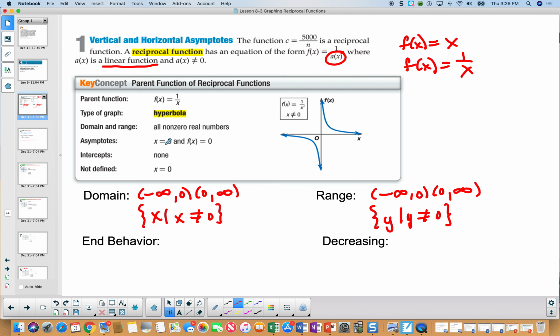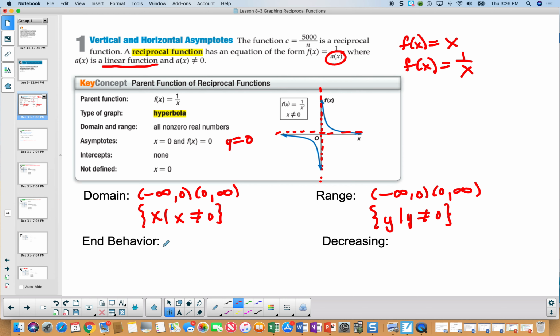Let's talk about asymptotic behavior. One of the asymptotes is the vertical asymptote, and that's x is equal to 0. And there's also a horizontal asymptote, which is y is equal to 0. So this one has two asymptotes. No intercepts, it doesn't cross the x or y axis, and it's not defined at x equal to 0.